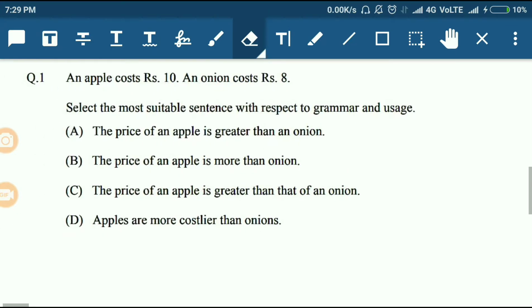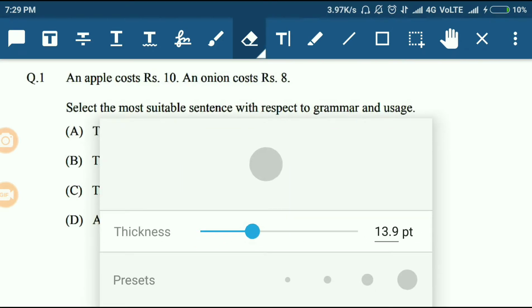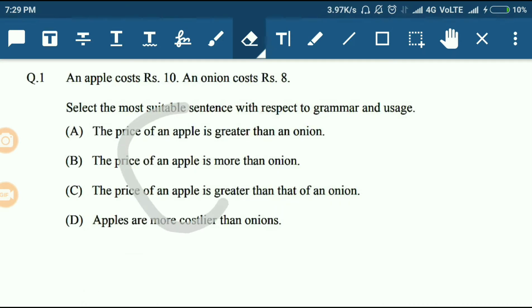So over here, grammatically which statement is correct? The price of an apple is greater than that of onion. In this option, we are comparing the price of an apple with some object, onion. We cannot do this. We have to compare the price of apple with the price of onion. So this is not correct. Same here, the price of an apple is more than onion. So this is not correct.